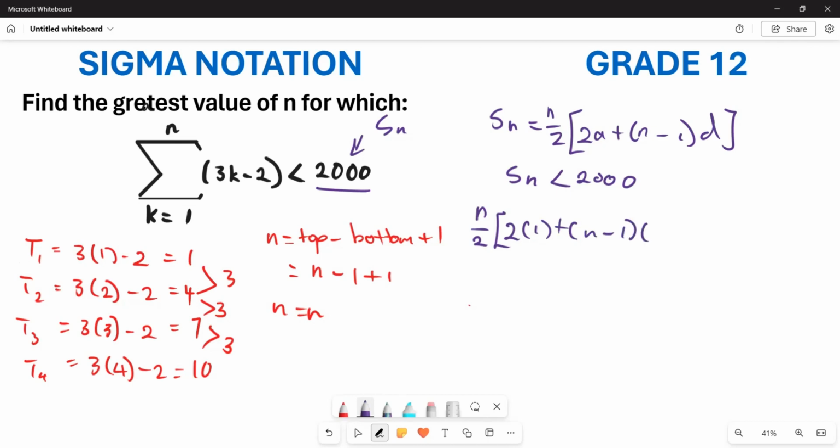And the value of our d that we have here is the same as 3. Close bracket. This is going to be less than 2000, right? And now what is it that you are going to have from here? Now let's see. This is the same as n over 2 times 2 plus 3n, subtract 3. Isn't it so?